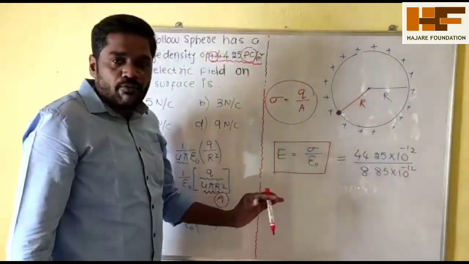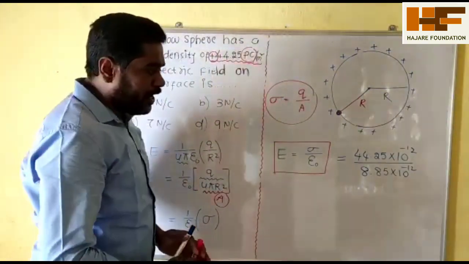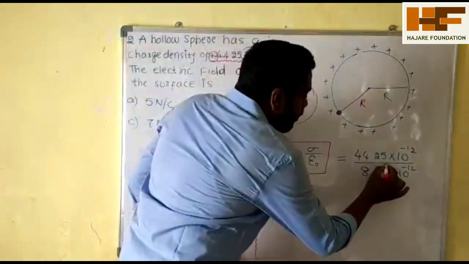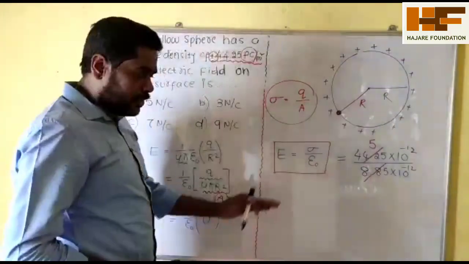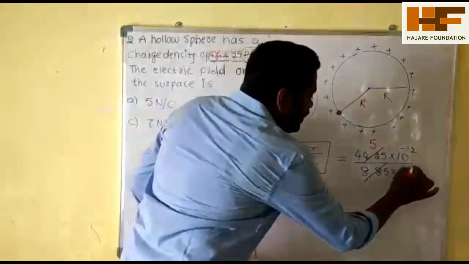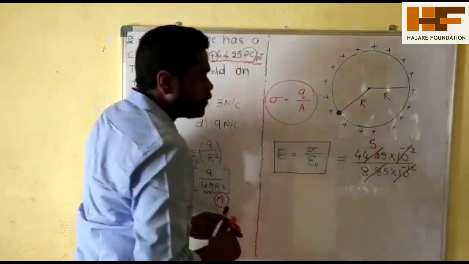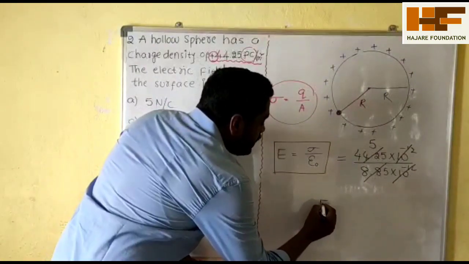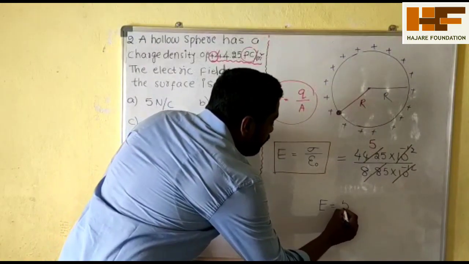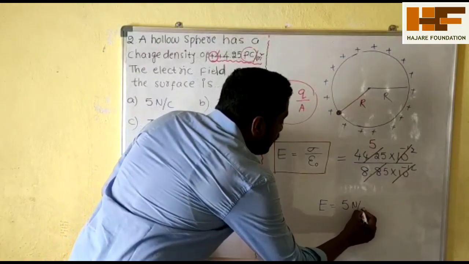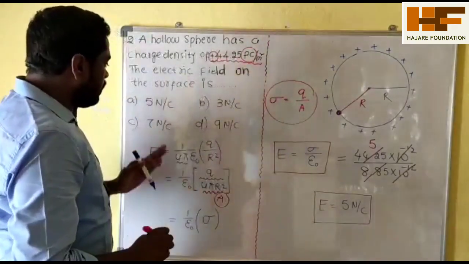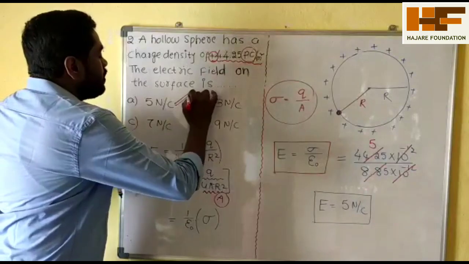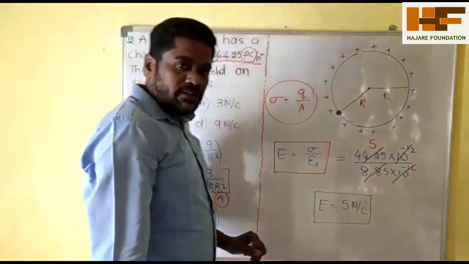That value also you know very well from Coulomb's law. So 8.85 into 5, just multiply on paper, then you can get the answer 5. And here 10 power minus 12, 10 power minus 12 also cancel. Finally what will you get? E is equal to 5 newton per coulomb. This is our final answer. Therefore, out of the 4 options, which one is correct? The first option is the correct answer for this question.